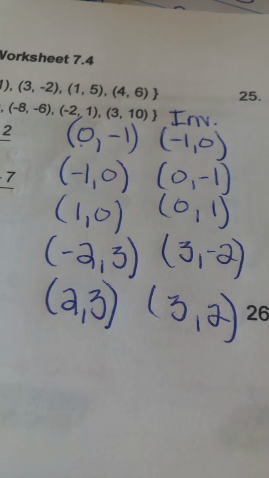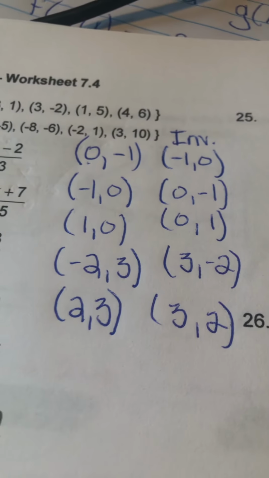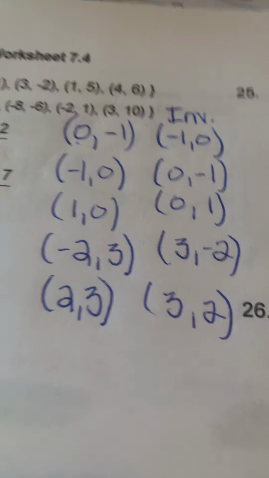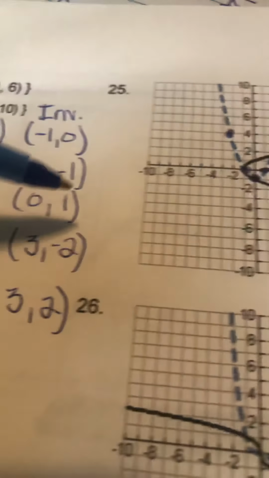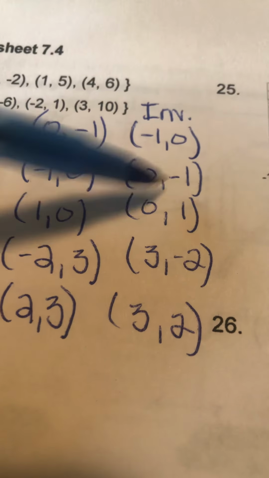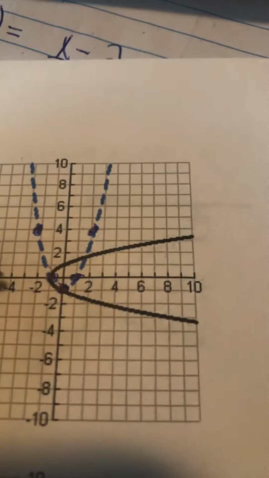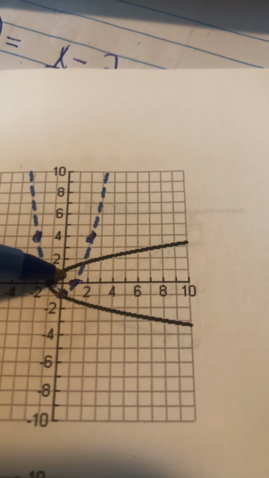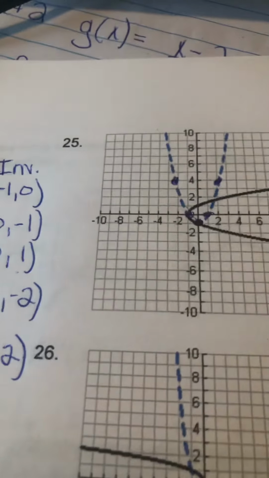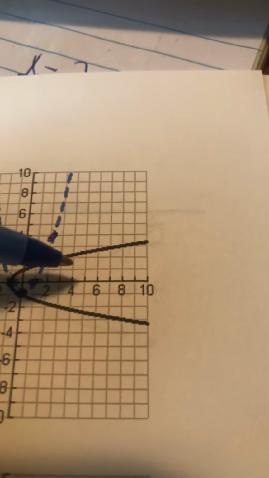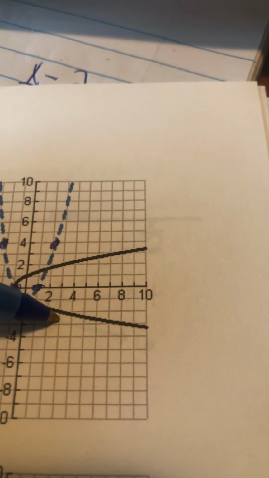And so now all we're going to do is take the inverses of all of those points, which just means that you're just going to flip-flop them and then graph them again. So the first one we're going to graph is (-1, 0), which would be right here. Then we graph (0, -1) and (0, 1), and then the last two would be (3, -2) and (3, 2). Then outline your graph.